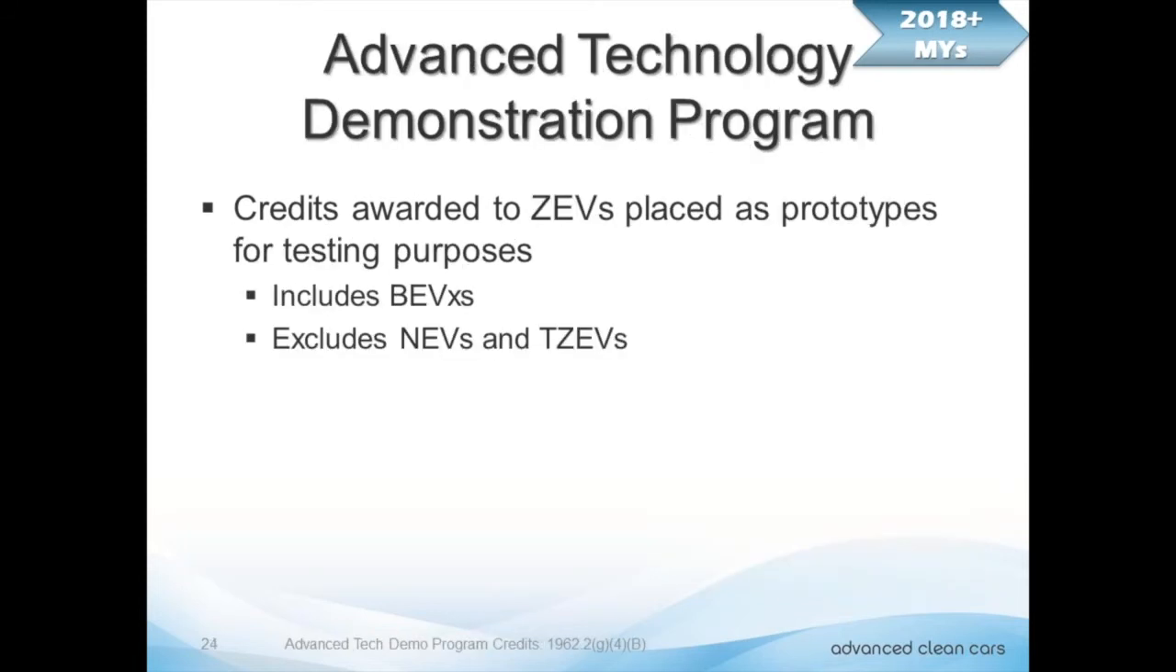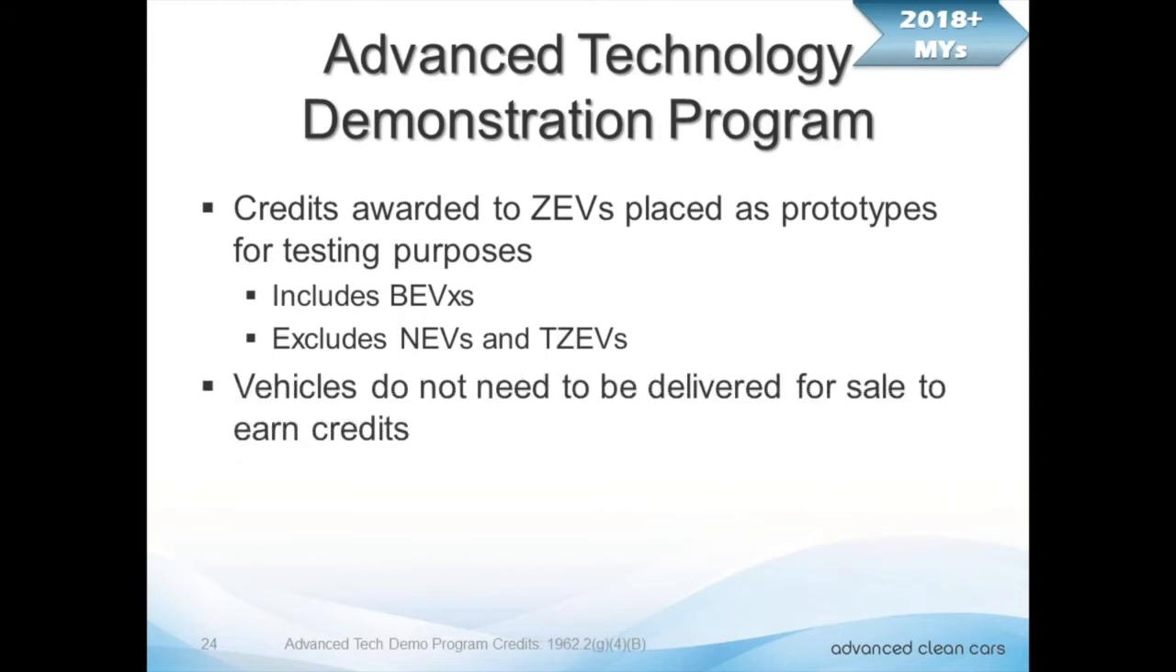Next, we will take a look at advanced technology demonstration programs. This provision allows manufacturers to earn credits for vehicles placed as prototypes. These vehicles can be kept within the company to do extensive testing or passed along to customers to determine consumer acceptance. These vehicles do not need to be delivered for sale or registered with the DMV.